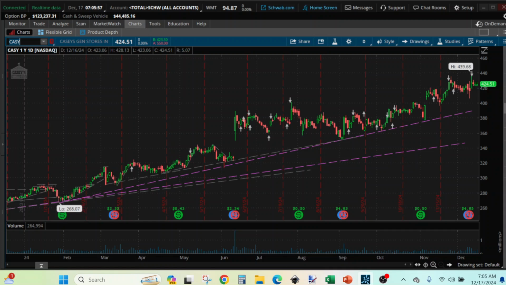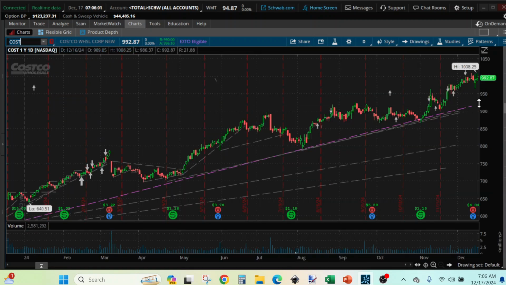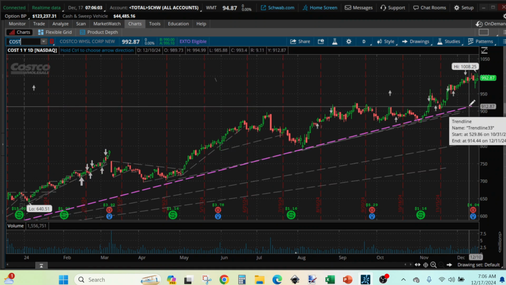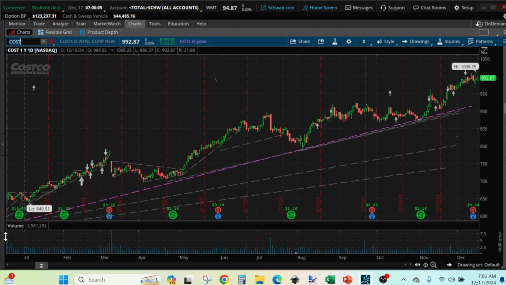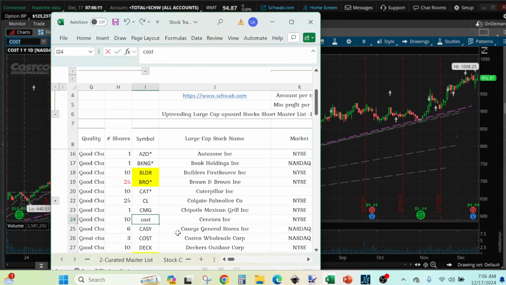COSC. COSC, we like to buy it at that line, which is a long-term trend line, more than 1 year trend line, but it's higher up there, so we will wait on that. Okay, what happened here? Control Z. Okay.